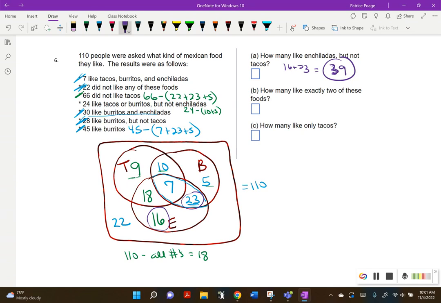How many like exactly 2 of these foods? Exactly 2 of these foods. So that would be 18 plus 23 plus 10. So that's 20, 30, 48, 49, 50, 51. And how many liked only tacos? So that's a 9 right there.